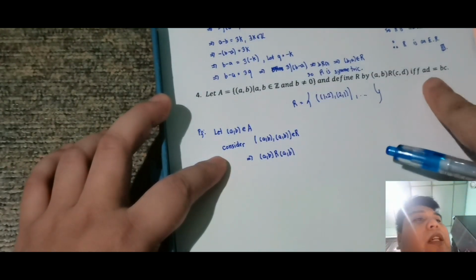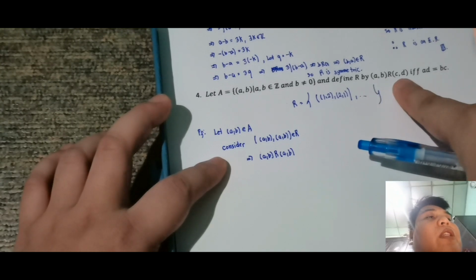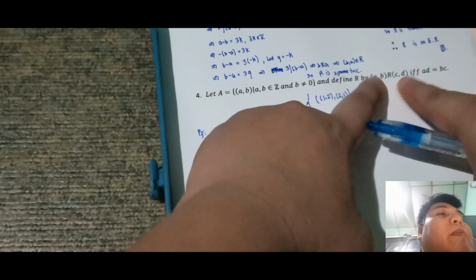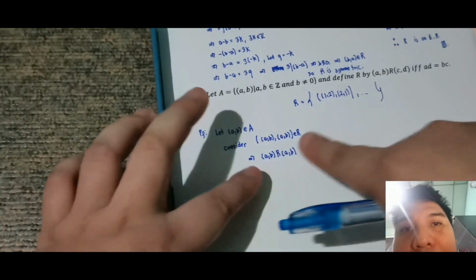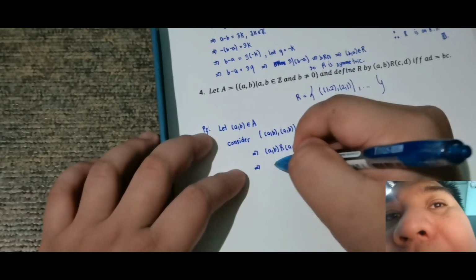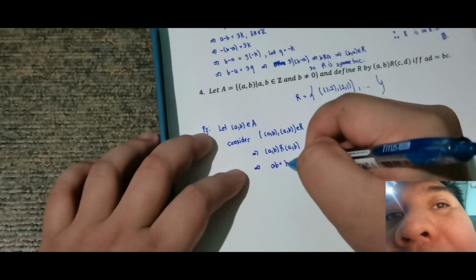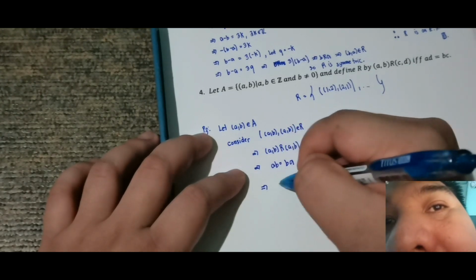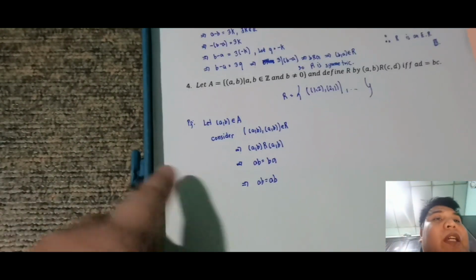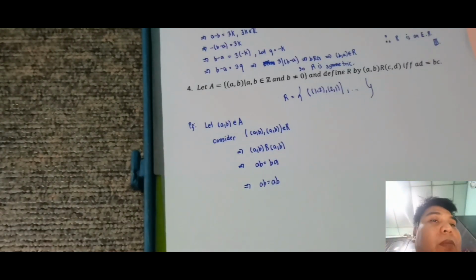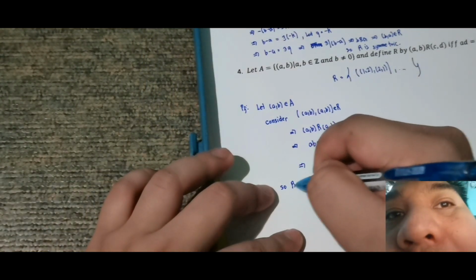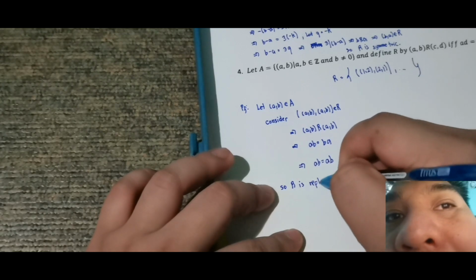Okay, then gamit yung ating definition ng R, (a, b) is related to (c, d) if and only if ad is equal to bc. Outer equal to inner. Product ng outer equal sa inner. So this implies a times b is ab equals b times a is ba, which implies that ab is equal to ab, which is tama naman. Tama. So nangyari, ab is equal to ba, equal yan. So R is reflexive.